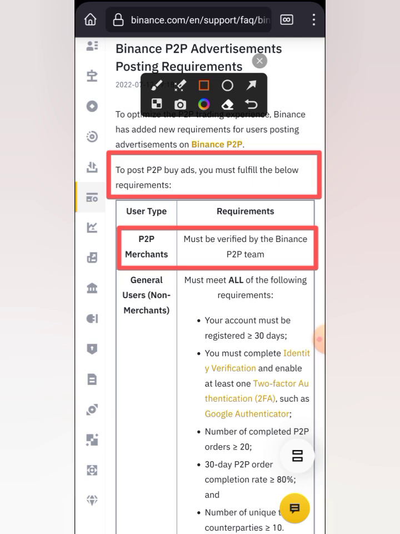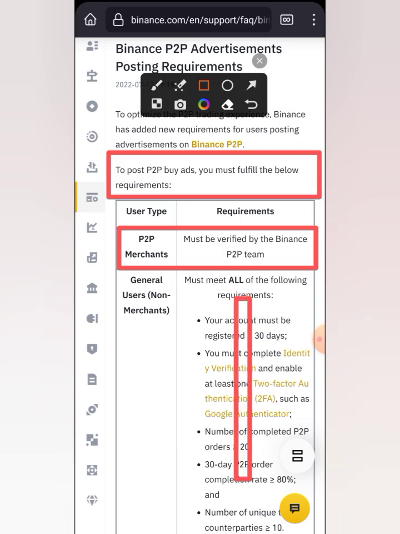One, your account must be registered for more than 30 days. So your account must have been registered for more than 30 days before you can start posting ads. That is one. Then the second one is that you must complete identity verification and enable at least two-factor authentication. That is for security reasons. So you must have completed verifying your account.